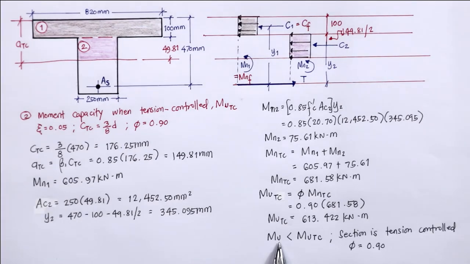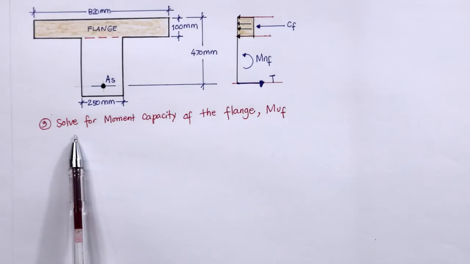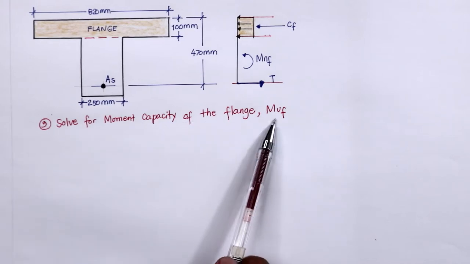Since yung moment capacity ng beam is 372 kilonewton meter, is less than sa value ng MUTC na 613.422, kaya yung section natin is under tension controlled. At ang gagamitin natin na value ng reduction factor is 0.90. Step number 3, solve for the moment capacity of the flange. I-denote natin yung moment niya as MUF.